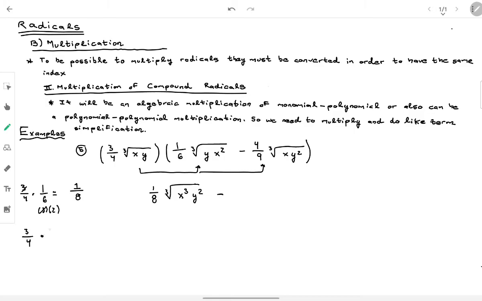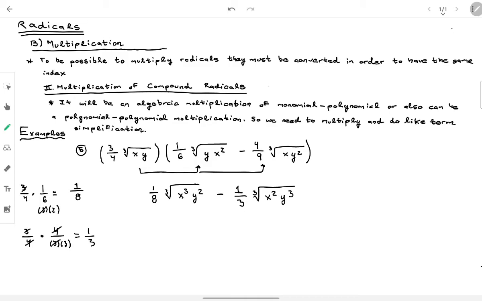3/4 multiplied by 4/9, that is 3 times 3. So it's going to be this 4 with this 4, this 3 with this 3, and it's going to be only 1/3. So it's going to be minus 1/3. The cubic root of x and x is going to be x squared. Y and y squared is going to be y cubed.